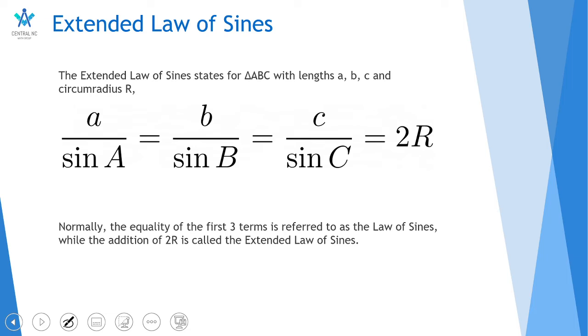Normally the equality of the first 3 terms is called the law of sines, and the equality of those 3 to 2R is called the extended law of sines. First I'll just prove the law of sines. That's my cheat circle for later.